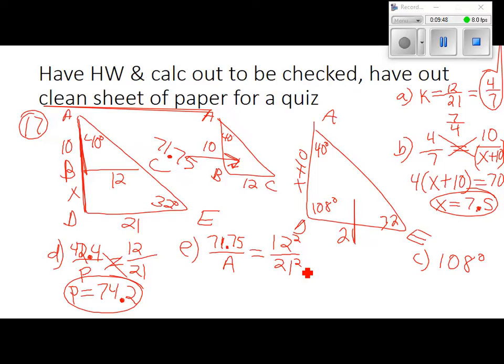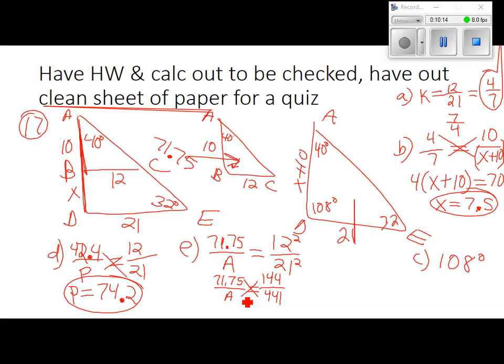This is going to stay the same, so 71.75 over A equals, what are you going to do over here? 144 on top, 441 on bottom. Once I do that squaring for both of those, now what am I going to do? Cross multiply and solve it, just like every other problem. So do that, cross multiply and solve it for me.